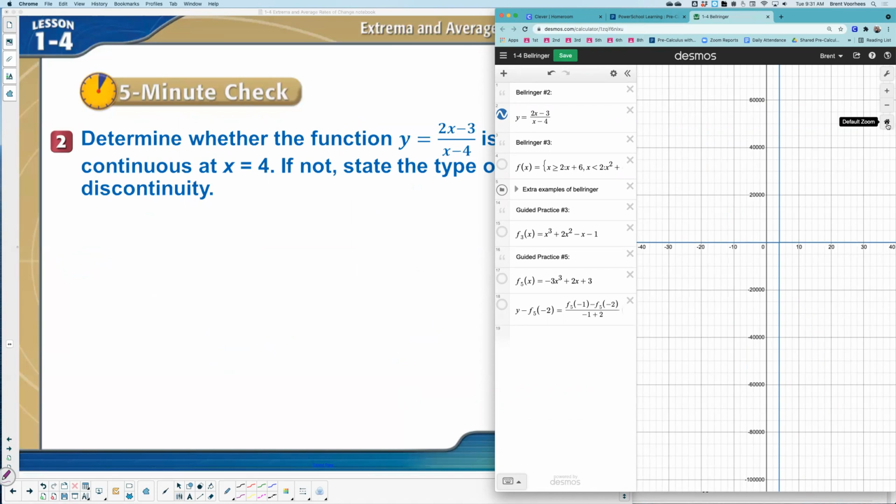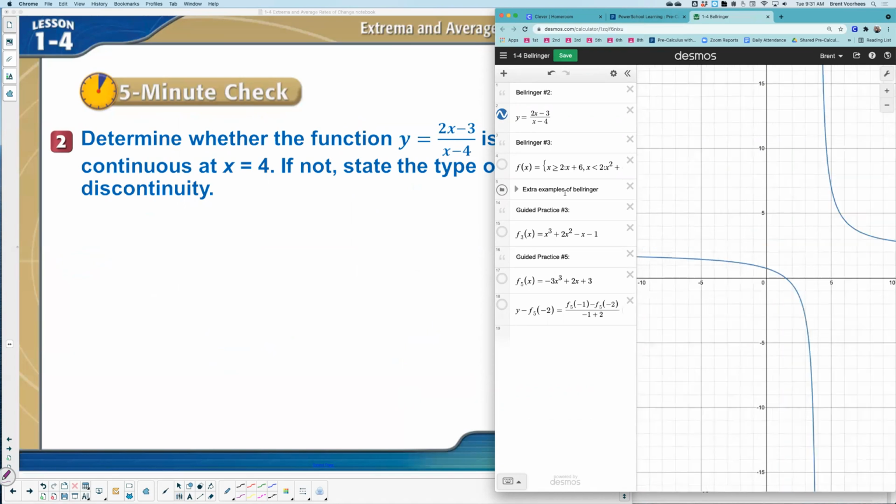If you're following along on this Desmos, I would recommend you do the same so you can see the picture. This asks if the graph is continuous at 4. That means at 4, the graph is one piece, if it's continuous. If it's not, that means it's broken, discontinuous. What type of discontinuity is it?